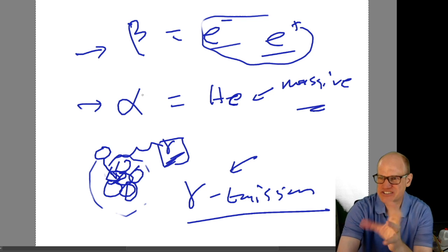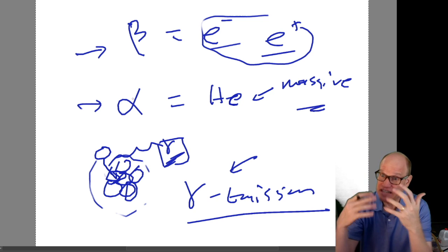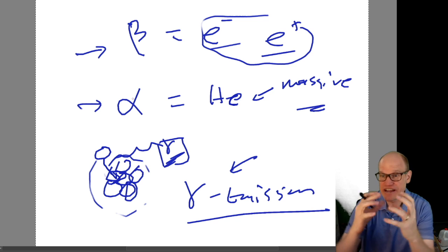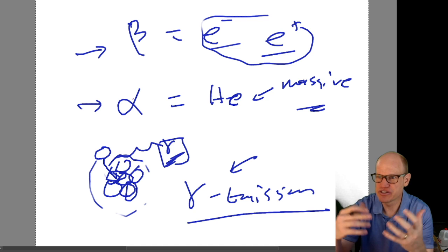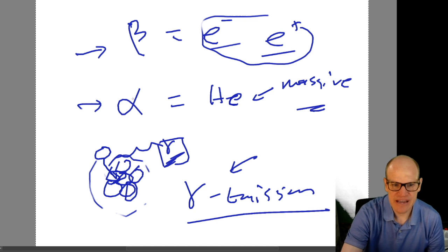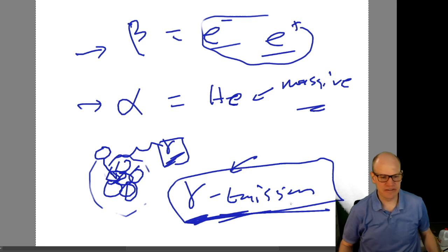The nucleus change is relatively minor, right? I'm just switching a proton for a neutron. But the chemical effect of that is that now you have a different number of electrons, and so you have a different electron cloud, and so you get different chemical bonds that form. Gamma emission doesn't change the number of protons, and therefore doesn't change the element at all. So, there's that.